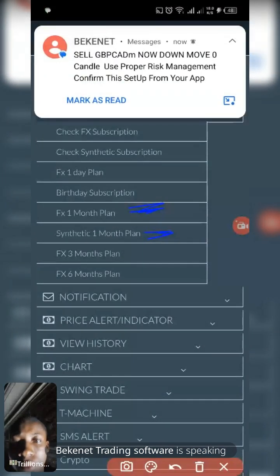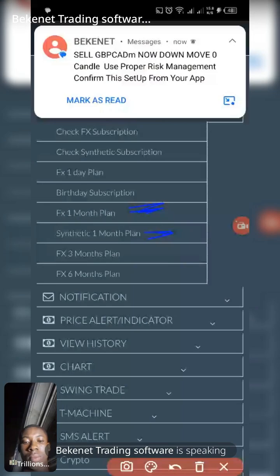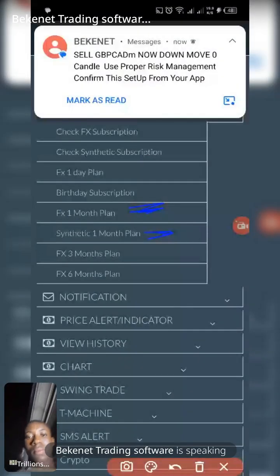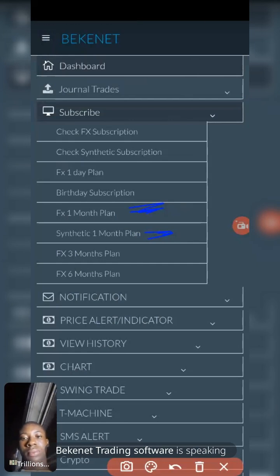As you can see, I want to sell GBP card this night. The market is still on. I'm getting SMS alerts to sell GBP card, but I cannot take that. The market is closing very, very soon. So you can see the notification that I just got for Forex, but I cannot do that. So this is a carryover trade. You understand? So that's how you do it.